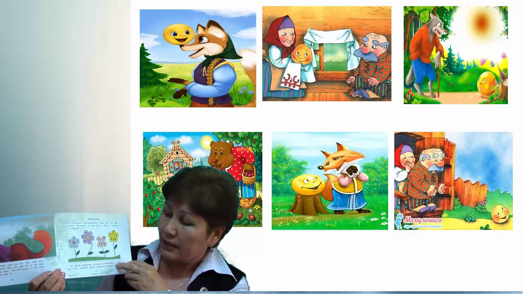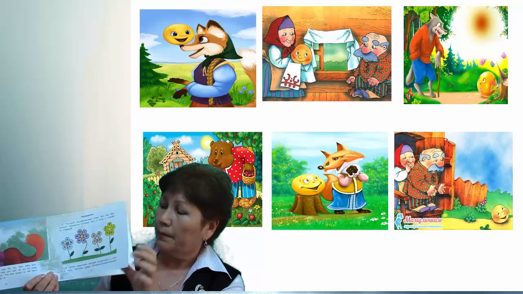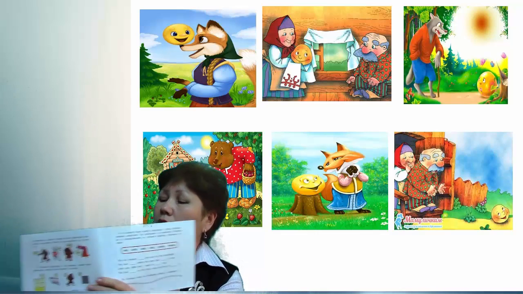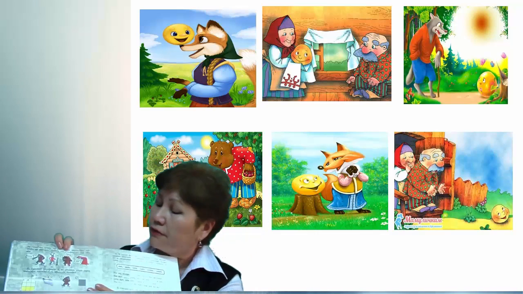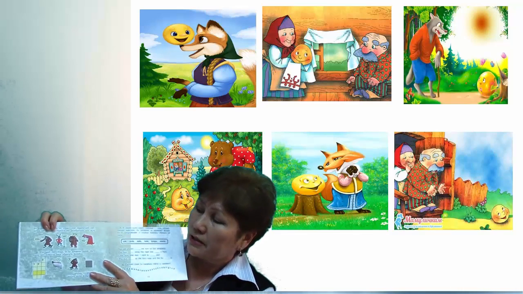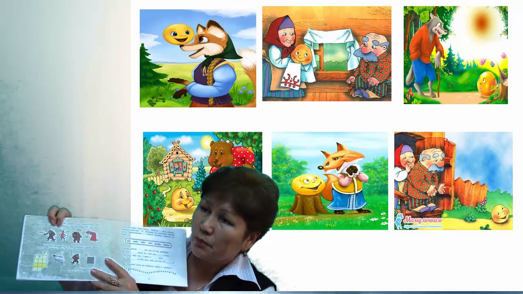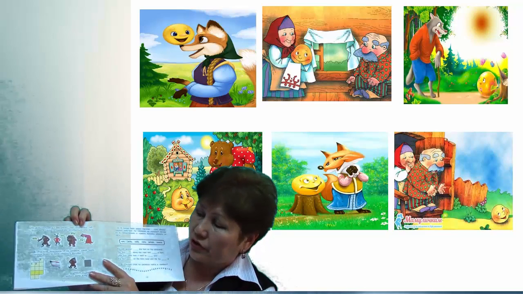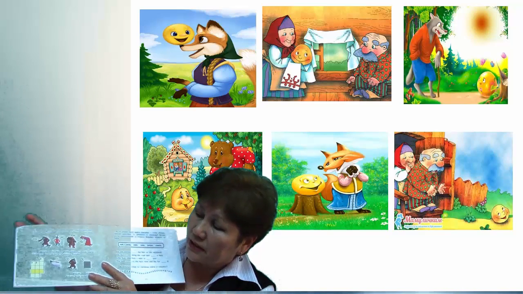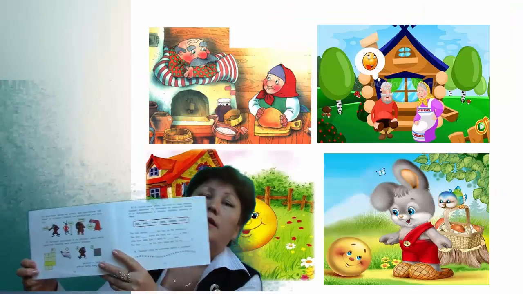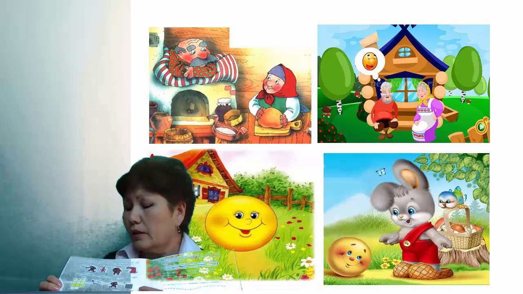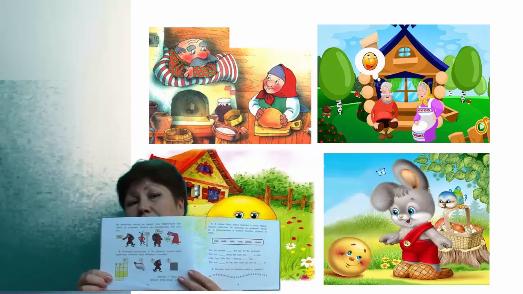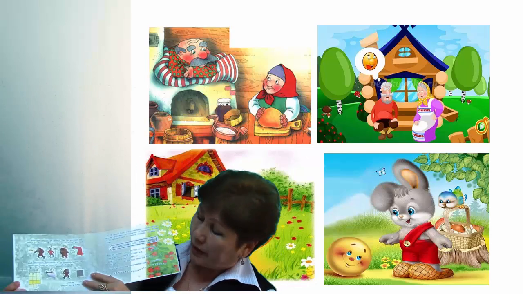The next activity: your learners should find the right answers concerning each character, each animal given in the pictures. Now the next is a puzzle. They should guess this puzzle and write the word, find the words.